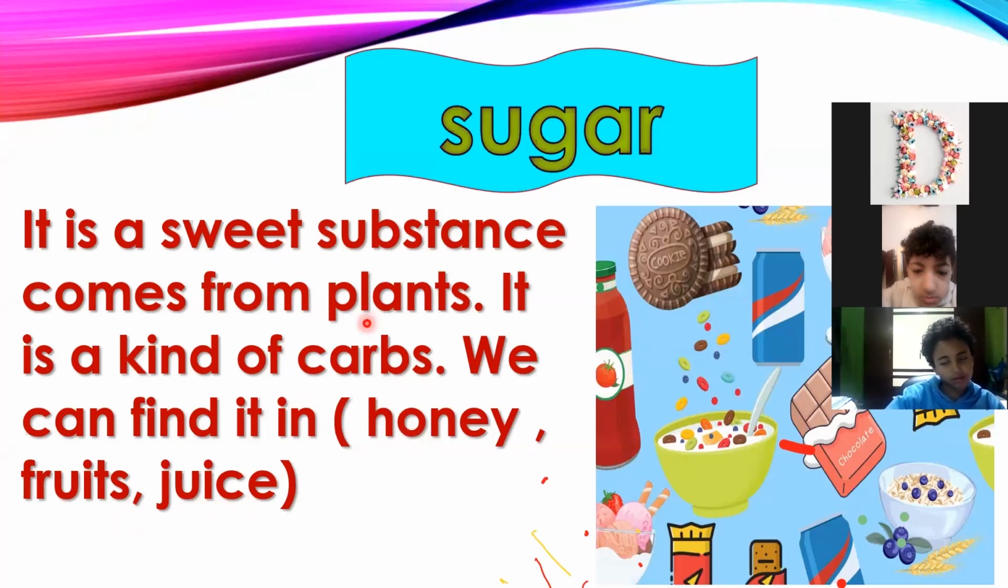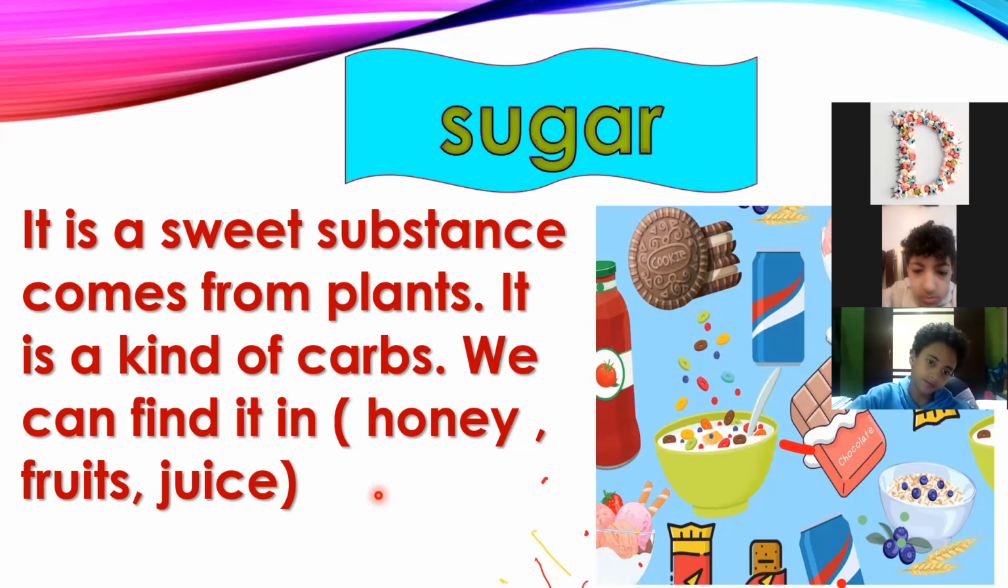We can get this sugar where? We can find it in honey, because honey is sugary, and in fruits and juice. Of course, honey, fruits, and juice are healthy sugar. We can get healthy sugar from honey, fruits, and juice. And we have another, unhealthy sugar. Unhealthy sugar, we can get it from cola, biscuits, and chocolates, because it has a lot of sugar, more than we need.